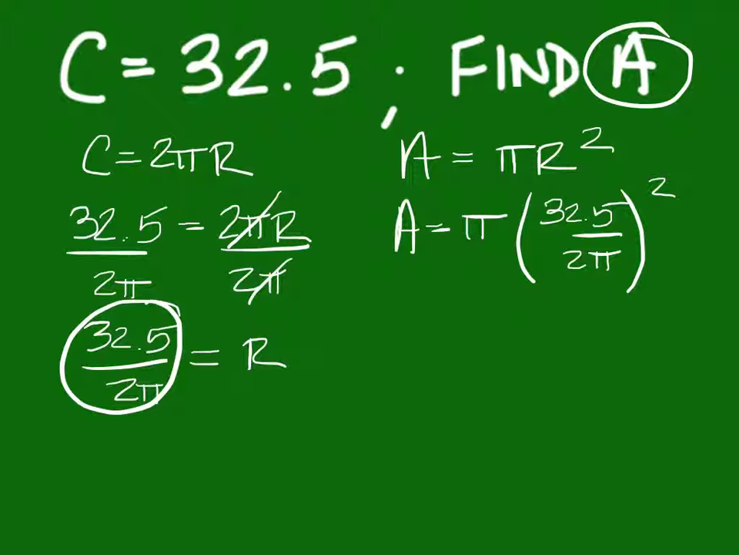Now evaluate the parentheses first. So we will do left-hand parenthesis 32.5 divide. You need parentheses around 2 pi since you have 2 items in the denominator. So parentheses around 2 pi. This means you have to close off the whole thing with 2 parentheses, right hand, and then square it. Hit the x squared button. Now multiply by pi, and the answer should come out to be 84.1.